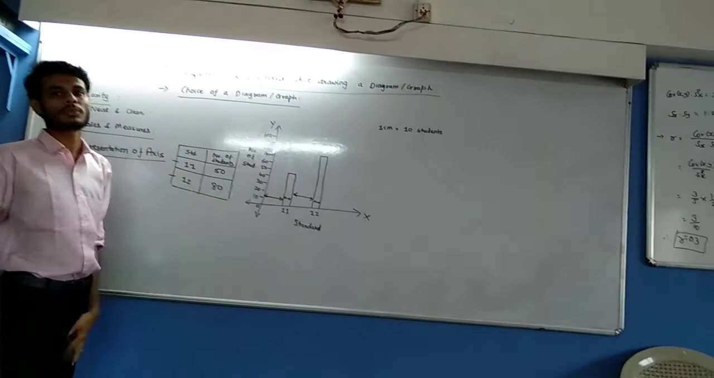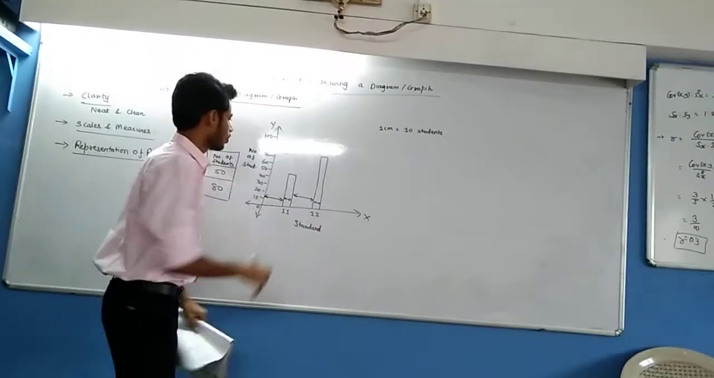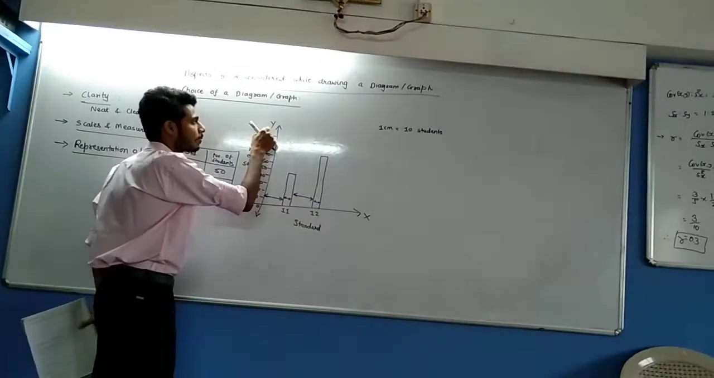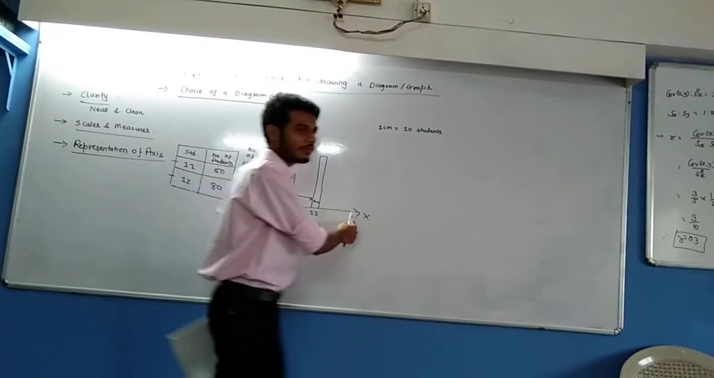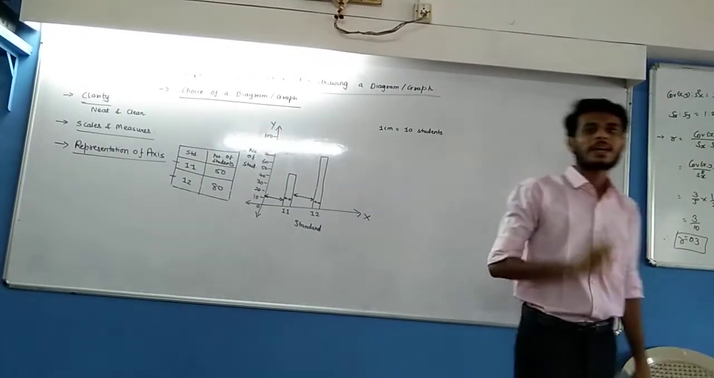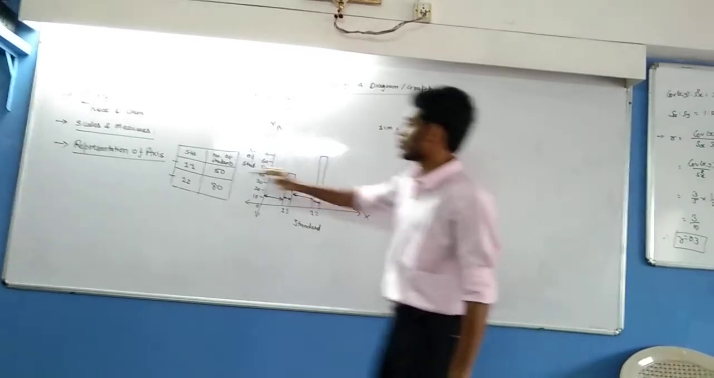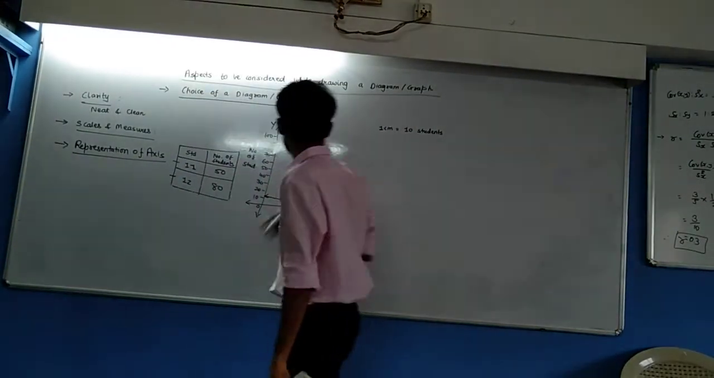Based on that you are going to perform on the test, right? So dependent factors are placed on the y-axis and independent variables are placed on the x-axis. Okay, so representation of axis should be proper.